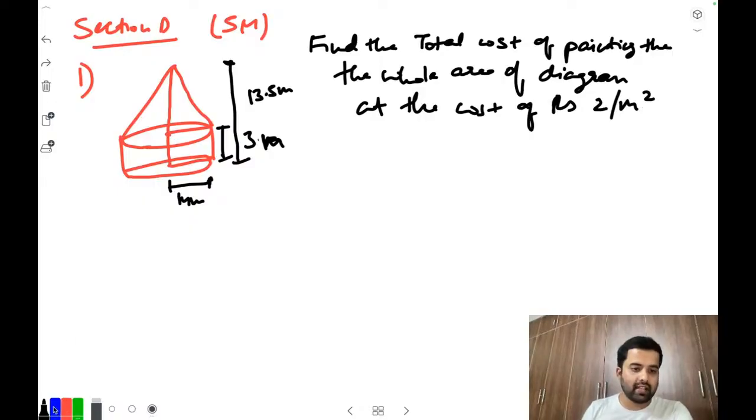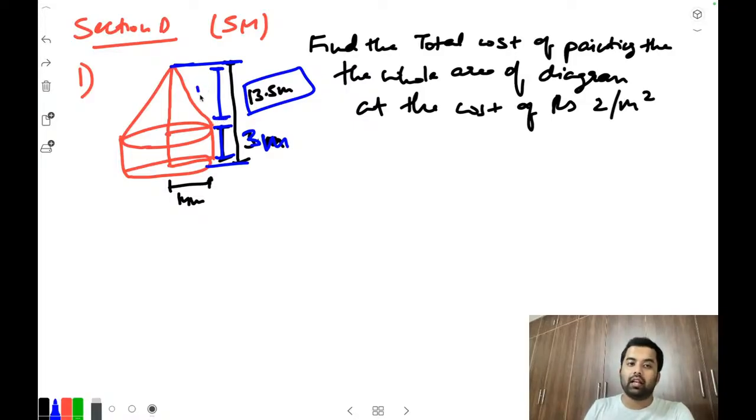Now check out the explanation. From this top to this bottom, the total height is given as 13.5. But for the cylinder shape, we only have 3 meter. Which means if you figure out the cone height, it becomes 10.5 meter. Correct? The radius is given as 14 meter, so this is also 14, this also 14 only, the same thing, because it is on the top.